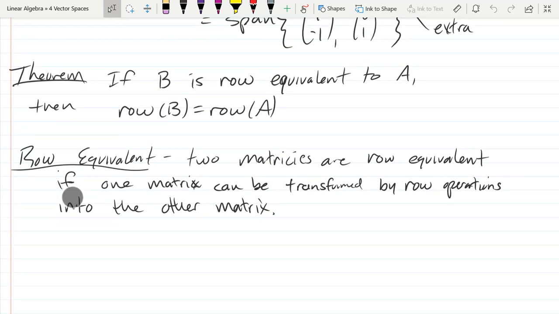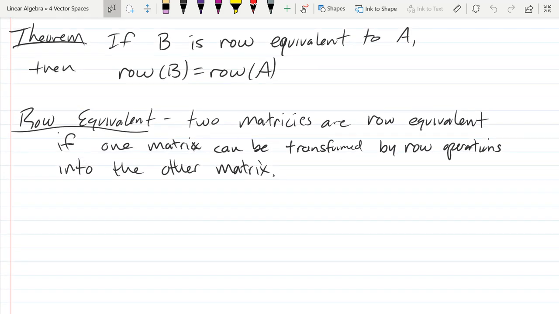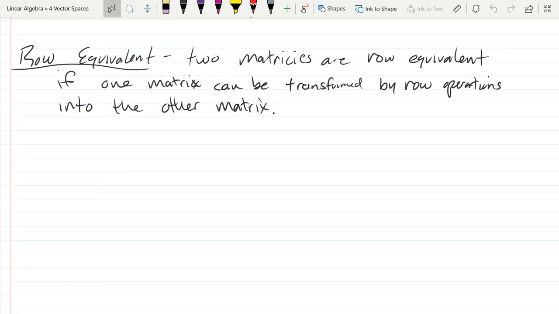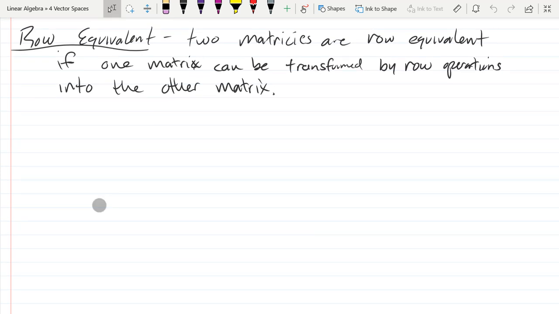So we talked about row operations not changing your row space. And what that means is, you could perform some operations, transform your matrix into something a little bit nicer, and then look at the row space of the nicer matrix. So sometimes that could be helpful. You can always perform row operations and your row space won't change. So we have another theorem.